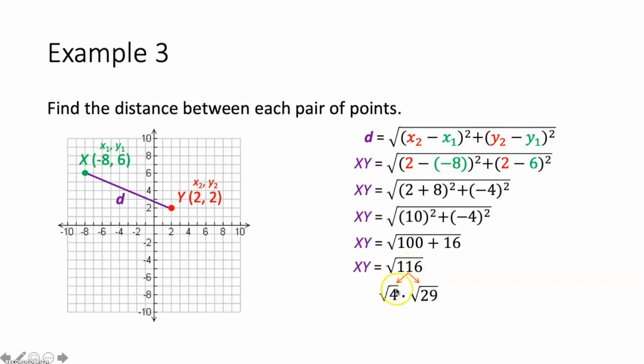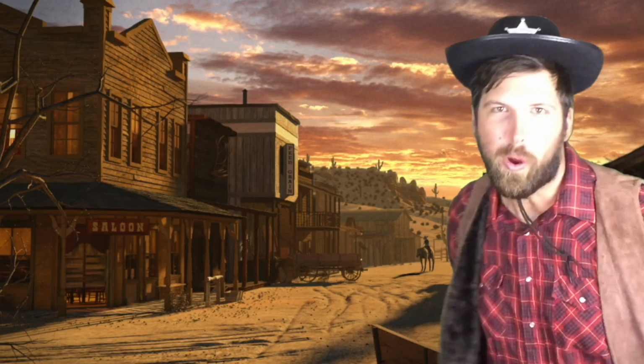Now, I picked 4 because it's a perfect square. What's the square root of 4? That's 2. Rad 29 is actually a prime number, so there's no other number besides 1 or 29 that goes into 29. So I'm going to keep this rad 29. So my final answer, the distance between points x and y, would be 2 rad 29 units. Remember to put units.